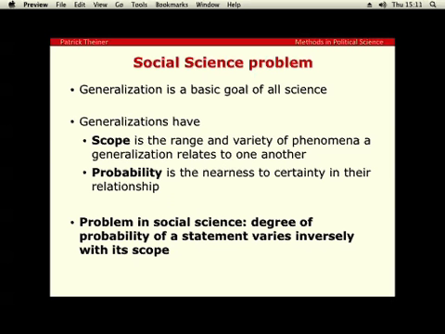I just said that generalization is hard for us. Well, that's kind of a pretty big problem actually for us in social science. So every time you look at something little in the world and you try to say something about the bigger world, your prediction will have a certain scope. So how much of the world are you trying to explain? And it will have a certain certainty. How sure are you that that's true, what you're saying?